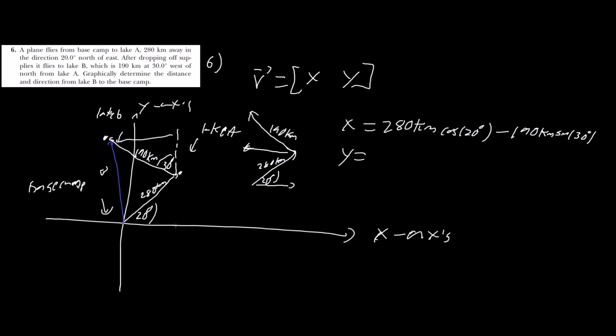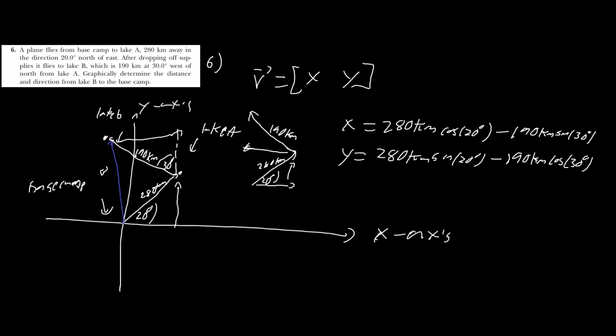I know it's not traditional for me to say that on YouTube, but I really don't care anyway. So the y is going to be 280 kilometers sine of 20 degrees, and then we take the adjacent part, minus 190 kilometers cosine of 30 degrees. Oh my god, I think I have coronavirus or something. Okay. There you go, folks.